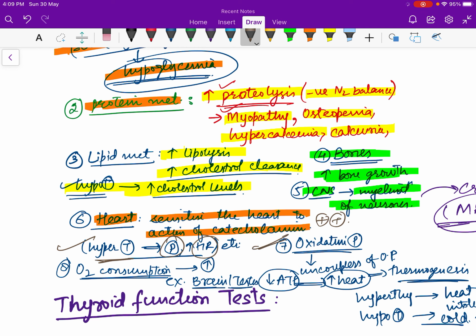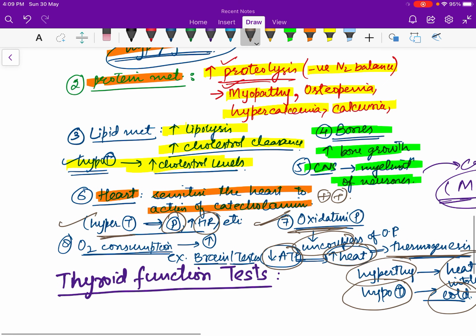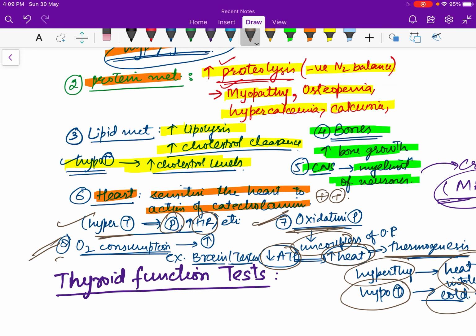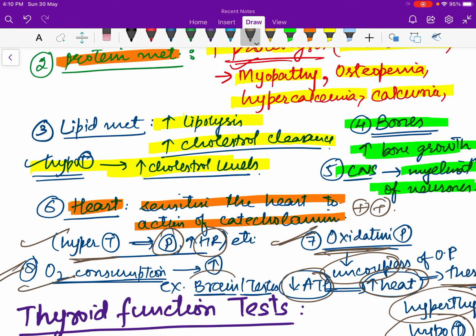In oxidative phosphorylation, these act as uncouplers. That means less ATP will be formed and this energy will go towards heat production. So there will be more thermogenesis. That means with more thyroid hormones, there will be more thermogenesis, more heat production. So the person will be heat intolerant, and in hypothyroidism, the person will be intolerant to cold. They also increase oxygen consumption, in all the tissues of the body except brain and testes.